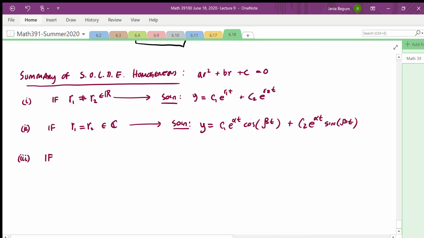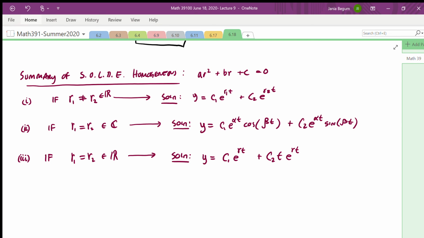So if R1 is exactly equal to R2 and they're real repeated, then our general solution would look like y equals C1 e to the RT plus C2 t e to the RT. So these are the three different cases you can run into if you're solving a second degree polynomial.